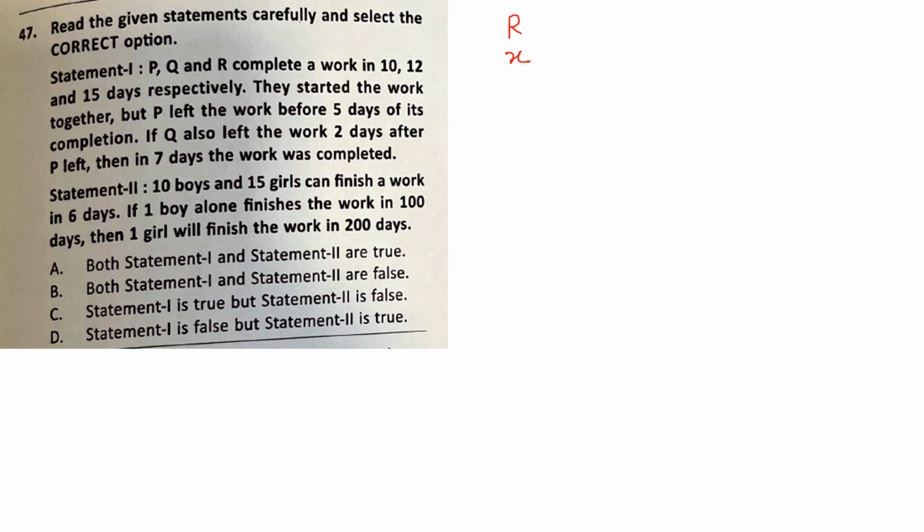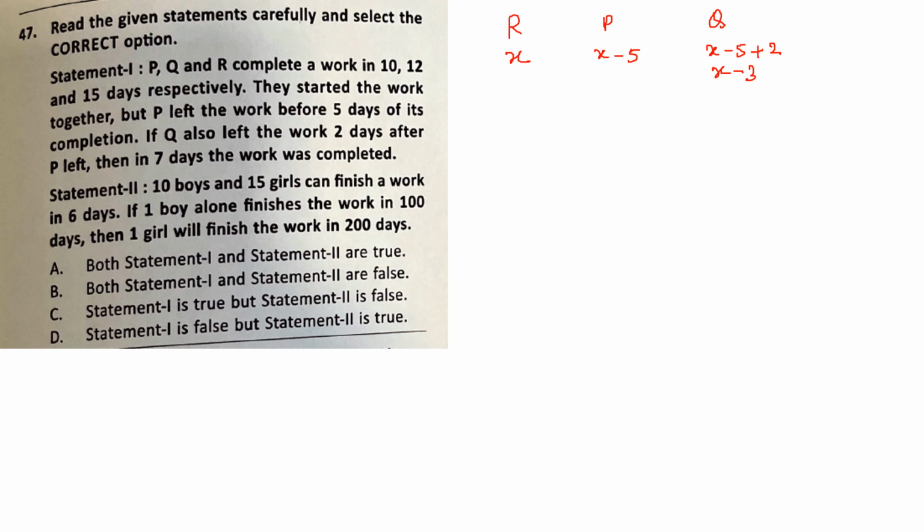Then from the information given in the statement, P left the work 5 days before its completion, means P left in X minus 5 days. And Q left 2 days after P left. P left at X minus 5, and in that, 2 more days he worked. So it means Q left in X minus 5 plus 2, that is X minus 3 days.